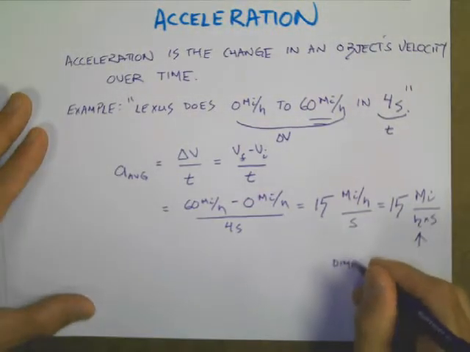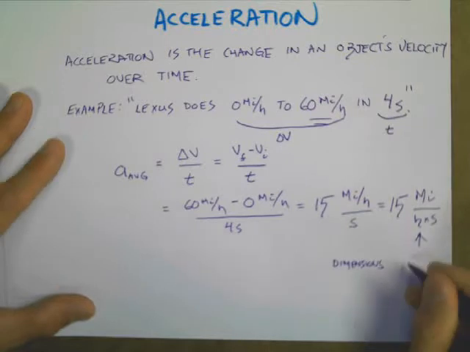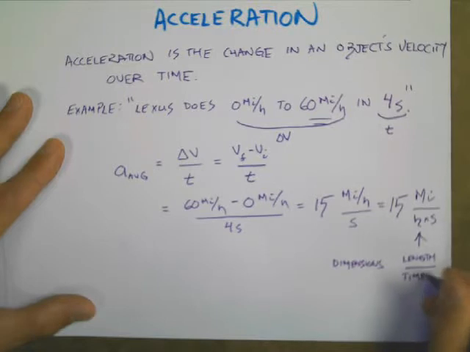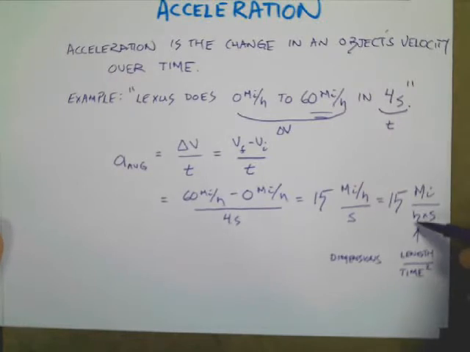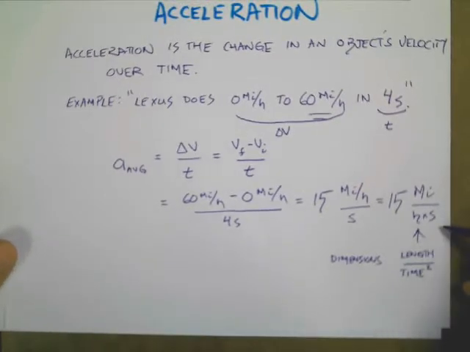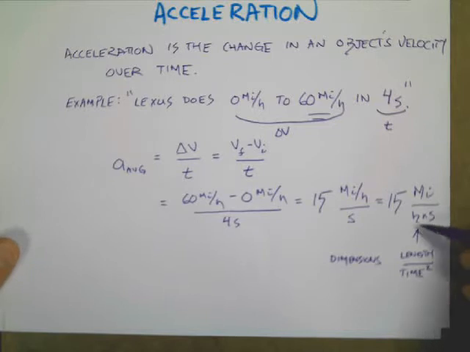The dimensions are going to be length divided by time squared. You know what that means? It's because we have time multiplied by time. And so the times do not cancel out, but they give you time squared. So acceleration is always going to have units that are like this.